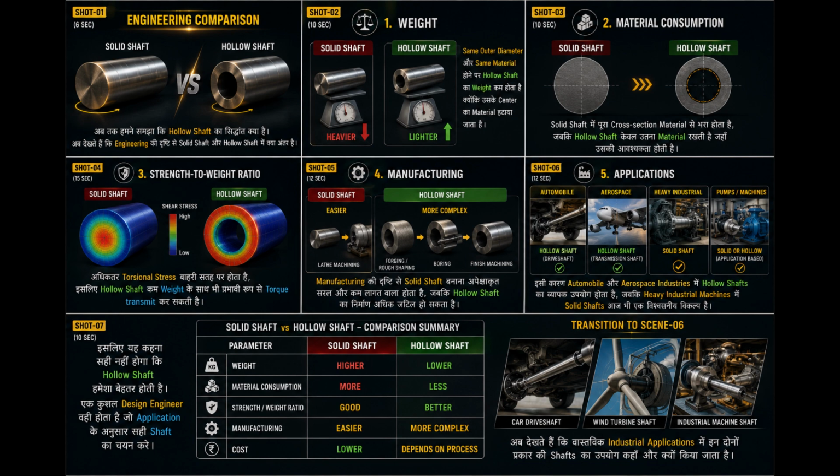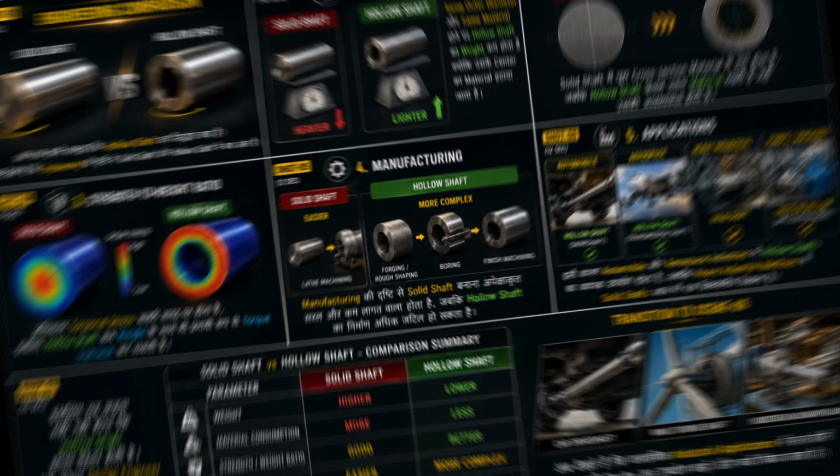From a manufacturing standpoint, solid shafts are generally simpler and less expensive to produce. Hollow shafts may require additional manufacturing processes, making them more complex and, in some cases, more expensive. Therefore, the decision is not simply about choosing the lighter shaft. A design engineer must evaluate strength, weight, manufacturing feasibility, cost, reliability, and application requirements before making the final selection. Now let's see where these shafts are used in real industrial applications.